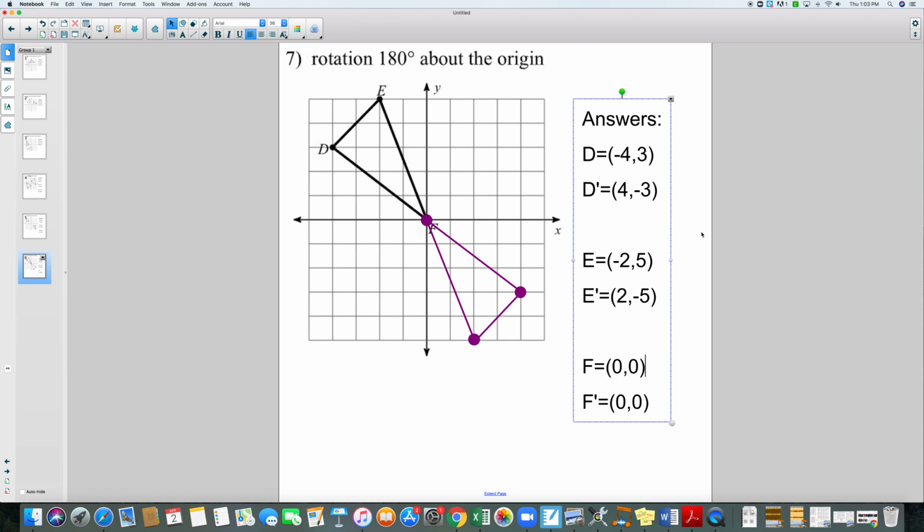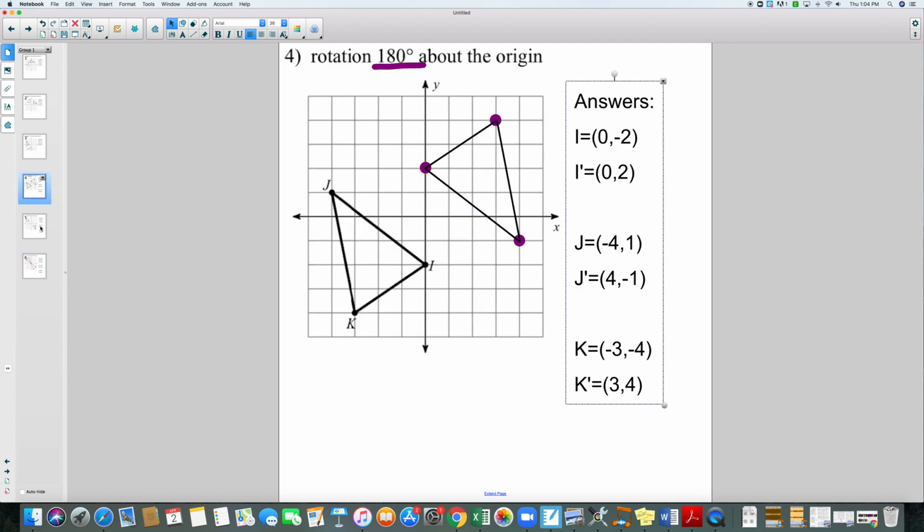All right, so let's check it out. This is our original coordinate, negative 4 and 3. So when we found our D prime, we determined that our negative became a positive and our positive became a negative. All right, let's look at E. E was originally negative 2 and positive 5. So to determine E prime, all we had to do was go from negative 2 to a positive 2 and a positive 5 to a negative 5. And then for F, it was 0.